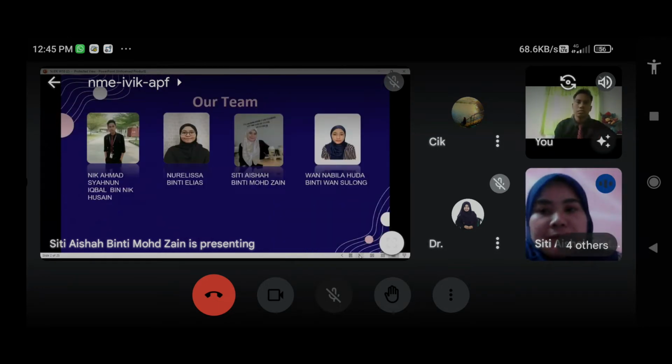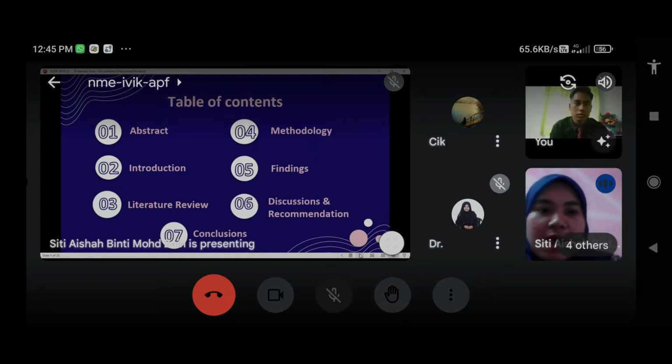They are our group members. My name is Siti Aishah binti Muhammad Zain. The second member is Ahmad Syahnun Iqbal bin Husain. Next, Nurelissa binti Elias. And the last one, Nabila Huda binti Sulong. Table of content: abstract, introduction, literature review, methodology, finding, discussion and recommendation, and last, conclusion.